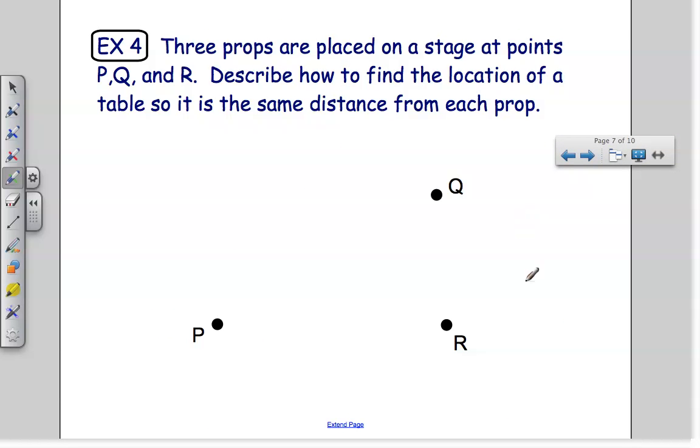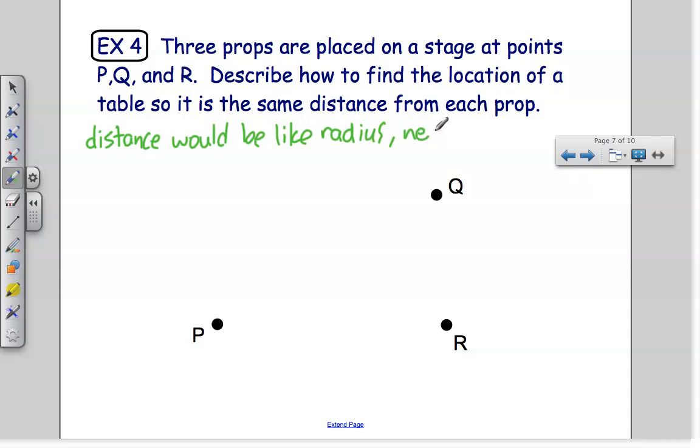This would be a real-life situation where you could use this fact that when two chords are perpendicular, one's a perpendicular bisector of the other, you have a diameter. Because in this situation we have 3 props placed on a stage at these points. I want to find the location so it's the same distance from each prop. Well, if I want to find wherever this magic point is, that's the same distance from all 3 of them. If you think about it, I need the center of a circle because then it would be like the radius. So if I want the same distance to all the points, distance would be like the radius of a circle.